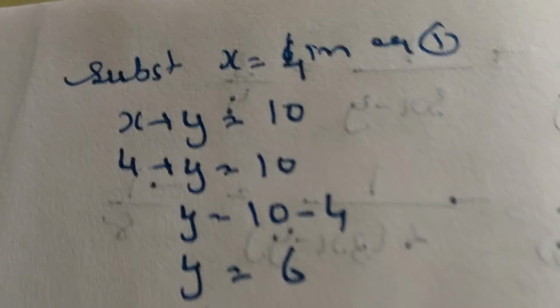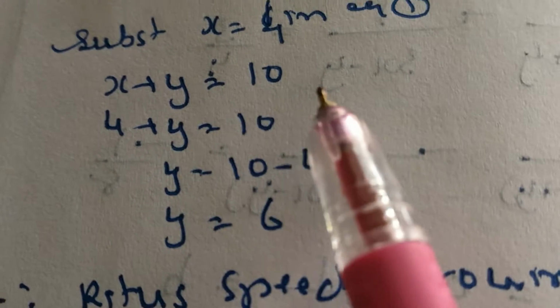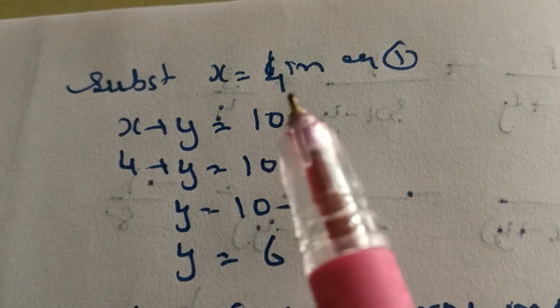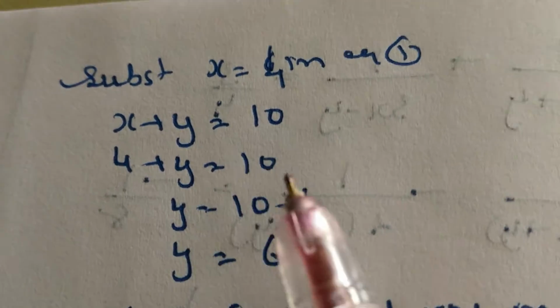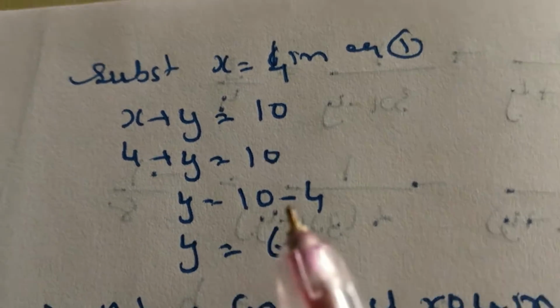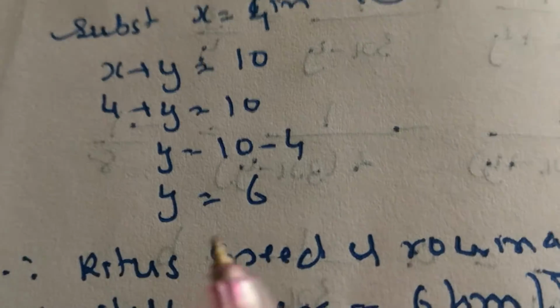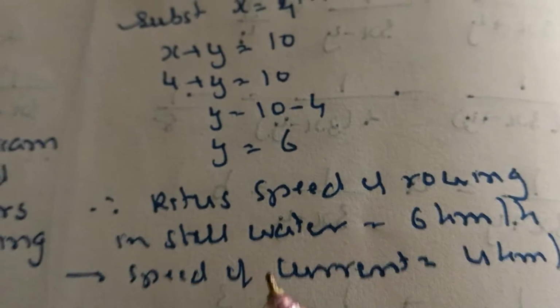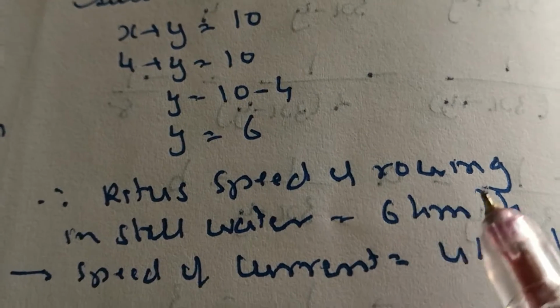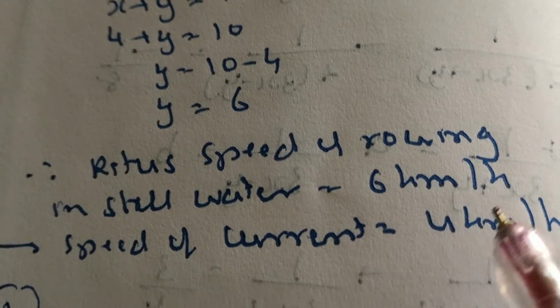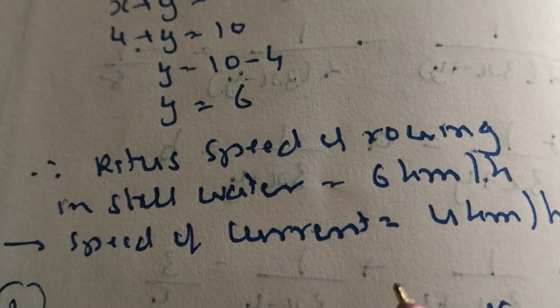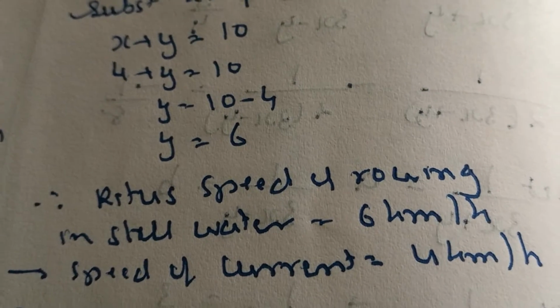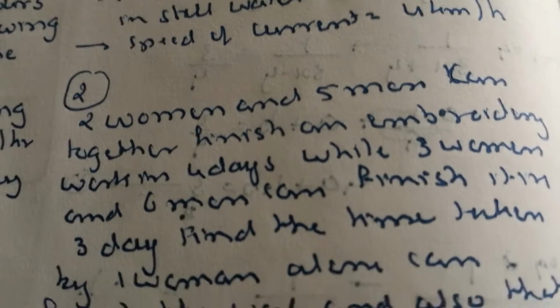Now substituting x is equal to 4 in equation 1, that is x plus y is equal to 10. So 4 plus y is equal to 10, so y is equal to 10 minus 4. So y is equal to 6. Therefore, Ritu's speed of rowing in still water is 6 km per hour and speed of current is 4 km per hour. Well, now this sum, be careful.